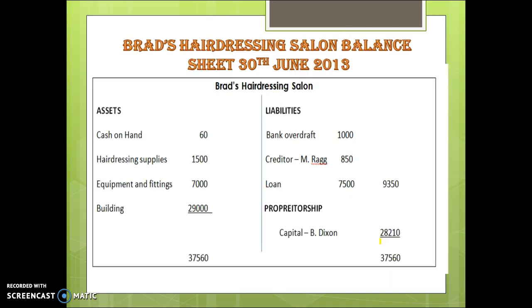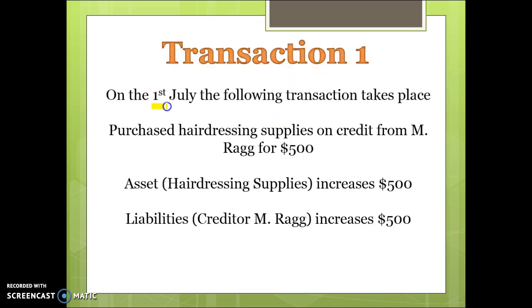Okay, so if we look at this example, this is a balance sheet as of the 30th of June 2013. And then a business will start to make transactions which will affect the balance sheet. Any transaction that a business makes will affect the balance sheet. So if we look at this first transaction, on the 1st of July, the following transaction takes place. We purchased hairdressing supplies on credit, which means we're going to pay for them in the future, from MRAG for $500. So that means we're not paying cash, so it's not affecting our cash balance.